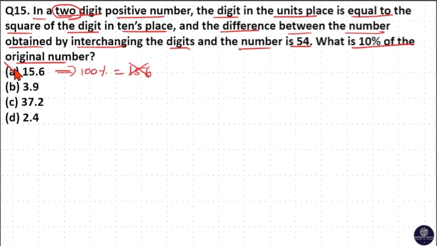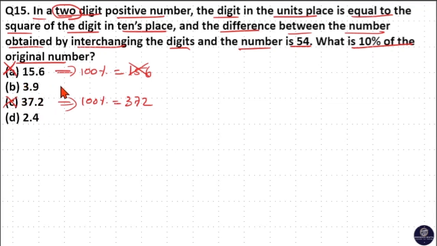So option A is wrong. Same way, option C is also wrong, because if 10% is 37.2, 100% is 372, a 3-digit number. So this is also wrong. Remaining are options B and D.